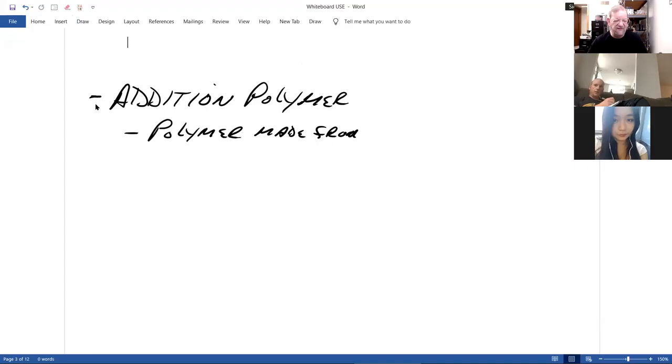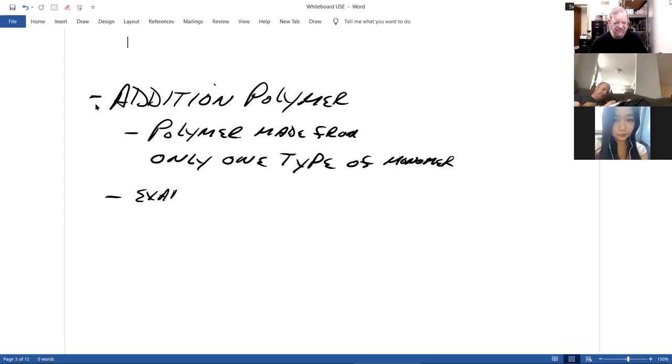When we talk about chemistry, what's an addition polymer? It's a polymer made from, I could have used the fancy word synthesized from, only one type of monomer. It's the same monomer over and over again. And you should know examples of addition polymers in our daily life, at least one of them.